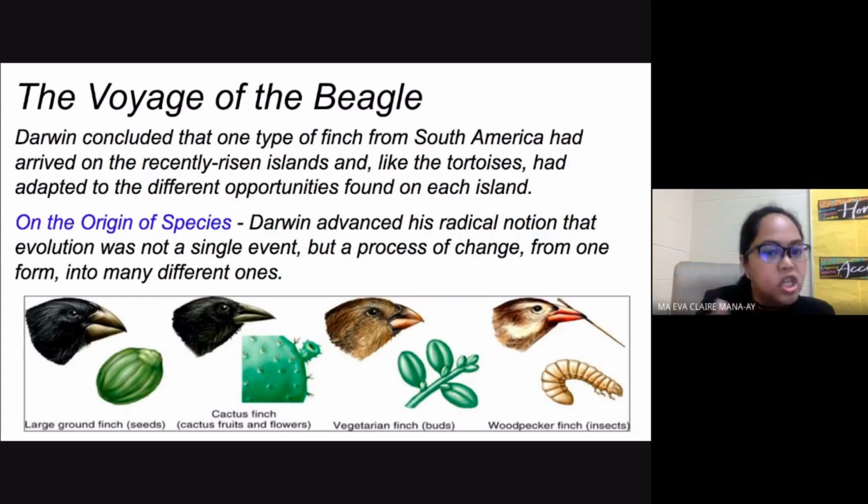Your finches, your tortoises had to adapt. They have to undergo certain changes so that they can survive in their environment. And all of these adaptations happened over a long period of time, and you call this process evolution. So that was the process of evolution according to the father of evolution, Charles Darwin.